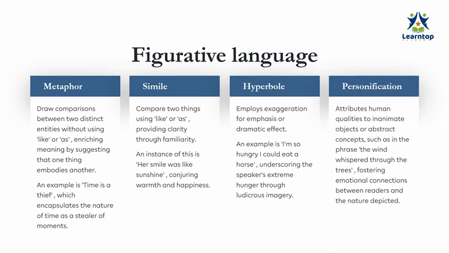where any attributes or qualities of humans are compared with objects or animals. For example, the wind whispered through the trees. This means an emotional connection that is created between the readers and the nature is depicted. So the wind generally does not whisper, okay? It's a human quality. Human beings whisper. But the wind whispering means that it is making a certain sound, which normally a human being would do. So the quality of a human is compared to an object or a thing, which is wind in this sentence.